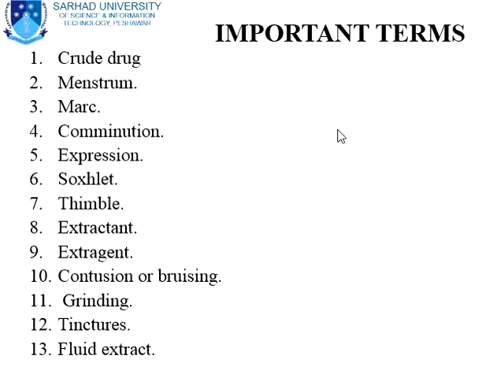Students, before jumping directly to the topic of the extraction process, we should know some of the important terminologies which are used in the extraction process. These include the crude drug, menstruum, mark, comminution, expression, soxhlet, thimble, extractant, extragent, contusion, grinding, tinctures, and fluid extracts. Now we will discuss them one by one, so listen carefully and write down your notes.